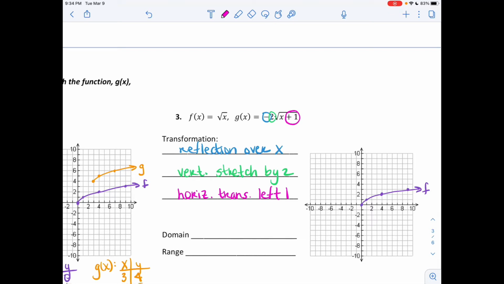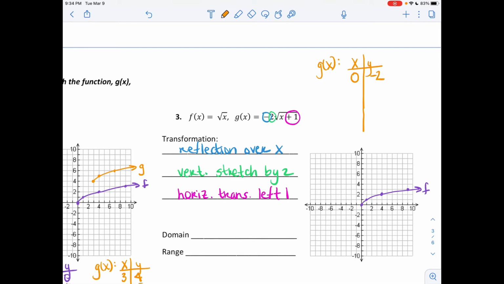Let's go ahead and talk about graphing our g of x. Let's pick some points. I'm going to write them up here where I've got some room. So when I plug in an x value of 0, that means that I will get 0 plus 1. The square root of 1 is 1, but then I'm multiplying by a -2. So overall, -2.